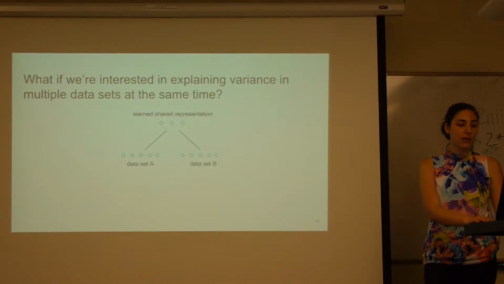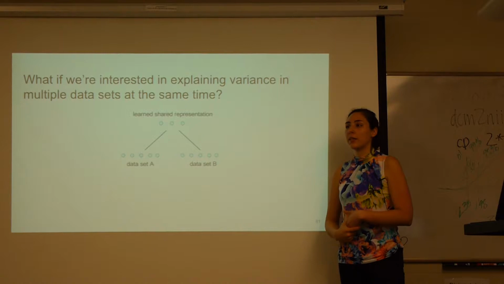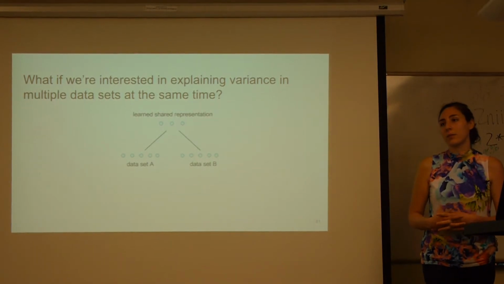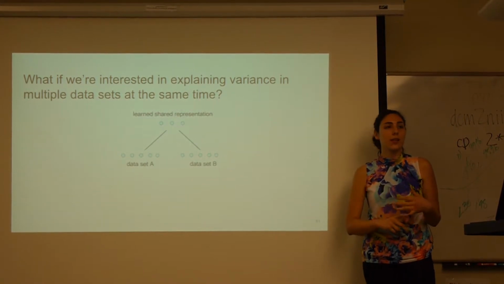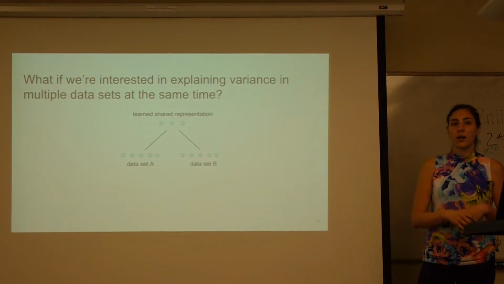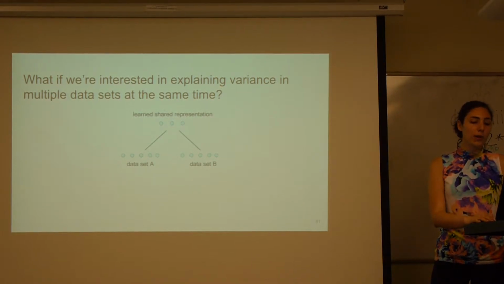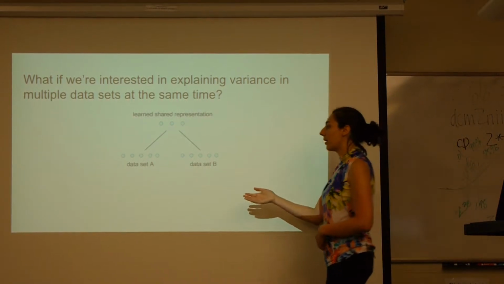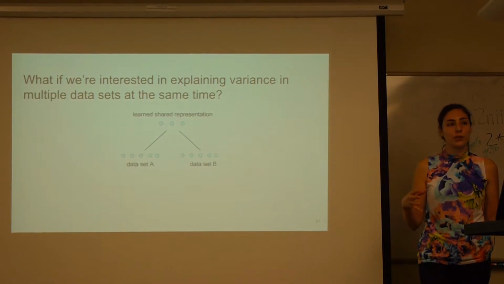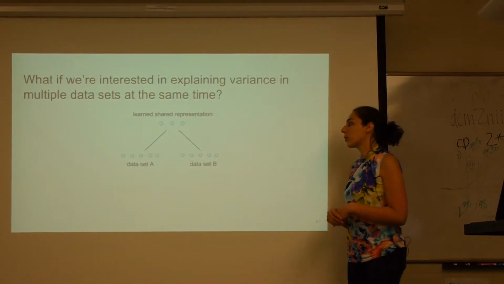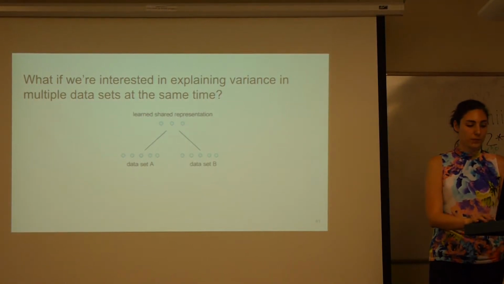Cool. Let's talk about something that may be new to some of you. What if we're interested in explaining variance in multiple data sets at the same time? So far we talked about trying to do PCA or ICA on one data set and trying to reduce it in dimension or demix it. But what if we have two data sets? We have data set A and data set B, and we're trying to learn some common latent representation of both, and a way to transform both data sets into this latent common representation.